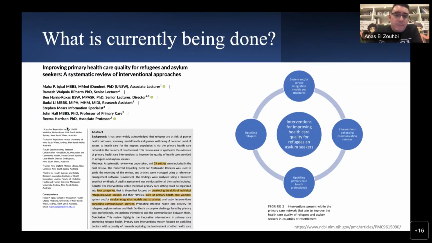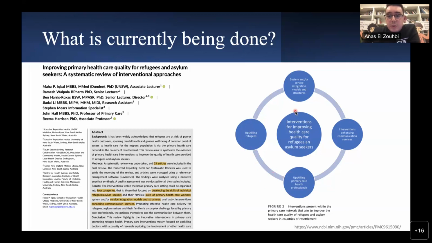And so what is currently being done? This is a nice summary that I found. It's a systematic review of some of the most common interventional approaches that are currently taking place. Again, as I discussed before, this article summarized or grouped the current interventions into four big categories, two of which include upskilling and educating, and it focuses on upskilling refugees and educating refugees on the rights that they have, the important services that they can access, and upskilling and informing primary healthcare providers on how to approach refugees, how to approach the cultural differences that exist, and how to be better prepared to handle refugees as opposed to the general population that they're used to handling.